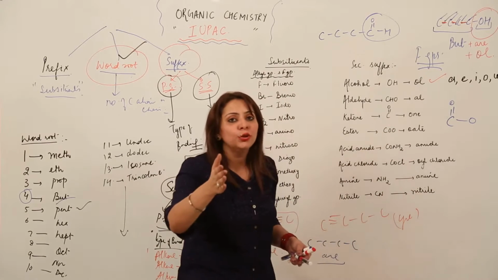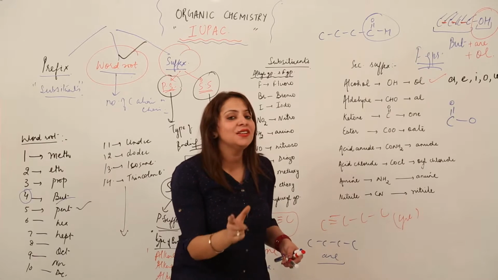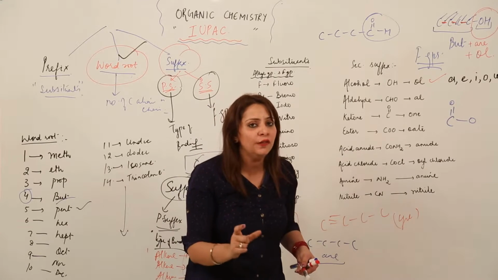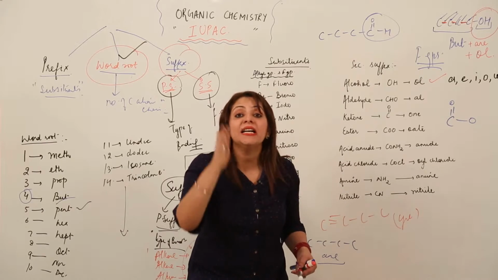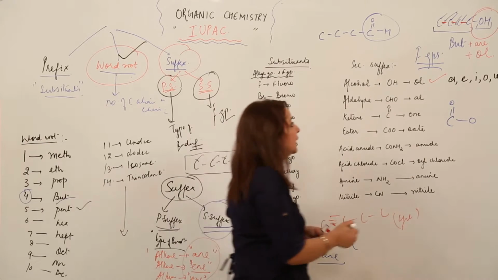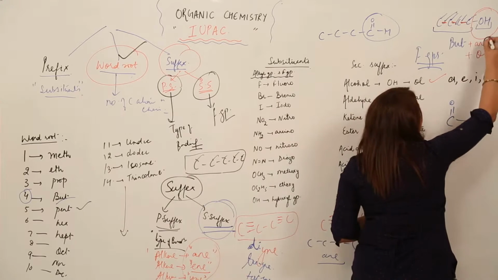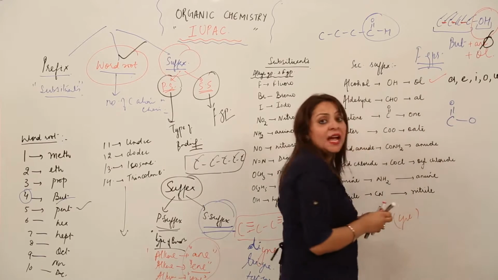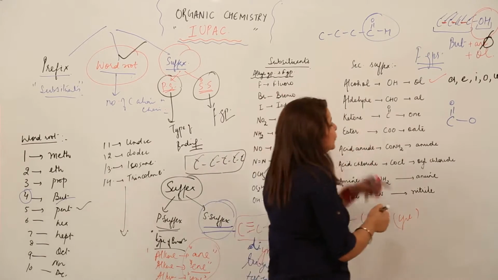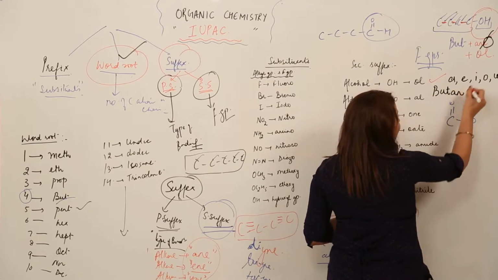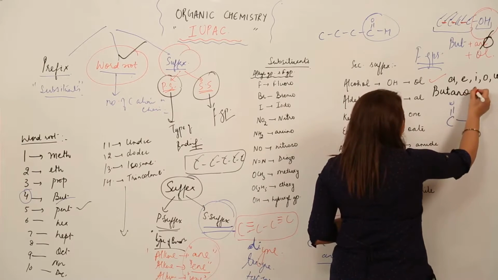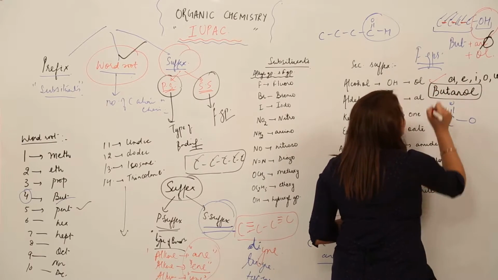So what is that rule? This rule is that whenever the secondary suffix starts with a vowel and you attach it with the primary suffix, then we have to drop the E of the primary suffix. That means we have to drop the E of this primary suffix, and then we can attach it. So after removing it, what does that become? But, ane, I have removed the E, and then ol. So the name is butanol, right?